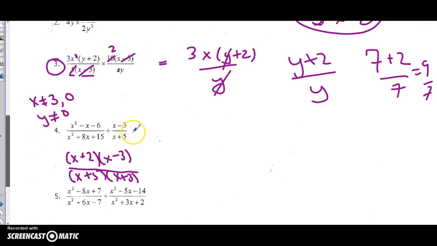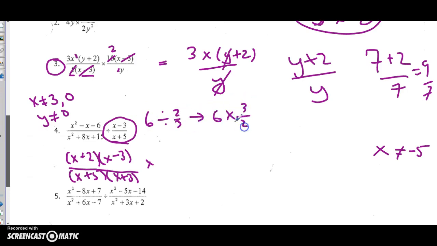Now, before I flip this, this is the same as multiplying by the reciprocal. But before I flip this, I want to make sure that this restriction here, x not being negative 5, is part of my restriction list. Then I'm going to flip it, because when you're dividing by a fraction, remember this: if I want 6 divided by 2/3, that's the same as 6 times 3/2, and that's how we divide. So you're going to multiply by this fraction, which is now x plus 5 over x plus 3.